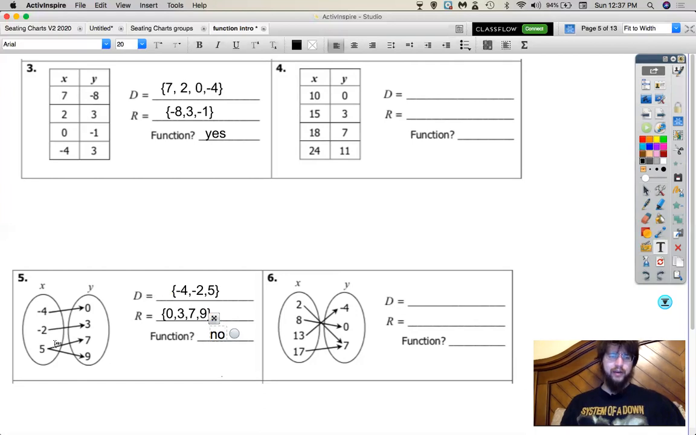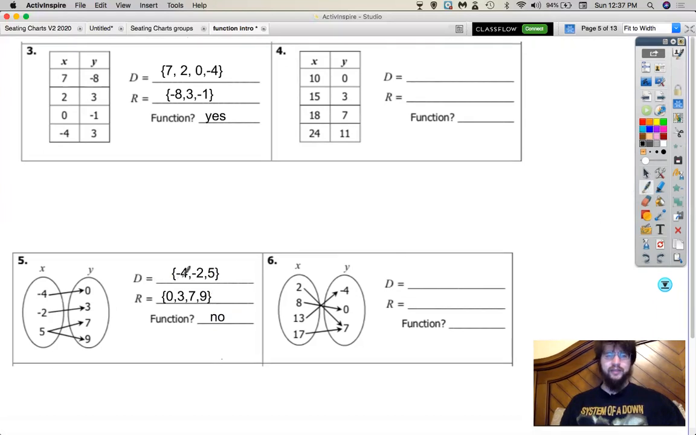Look at the mapping right here. 5 goes to 7, or it goes to 9. It goes to both of these things. So it's not a function. You can also look at the size of your domain. There's 3 elements in my domain. There's 4 elements in my range. You can't have more elements in your range than your domain.